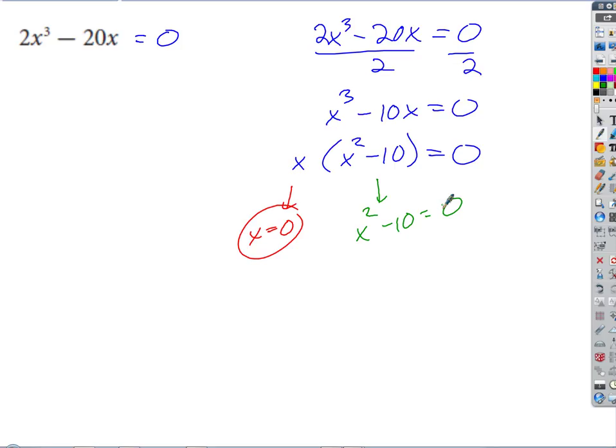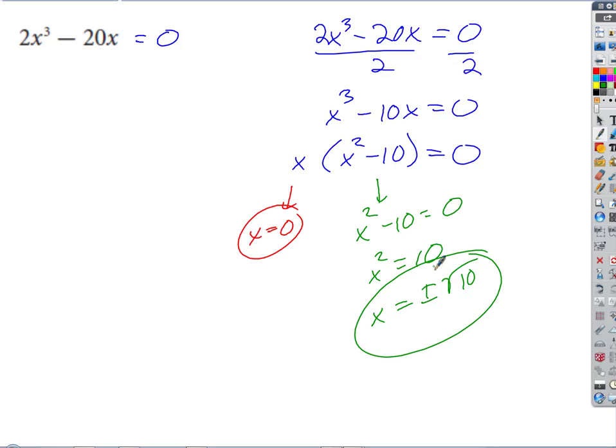Because in this little mini equation, I can point to a single x. So how would I solve? Isolate it. What are the two steps? Add 10. And then square root. So what do I get? Square root of 10. Good. Plus or minus square root of 10. So I get three solutions: 0, negative radical 10, and positive radical 10.